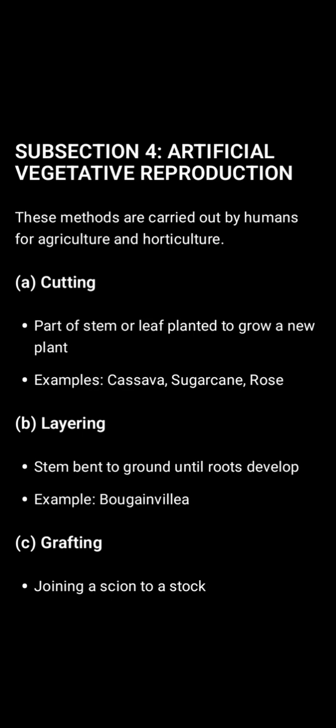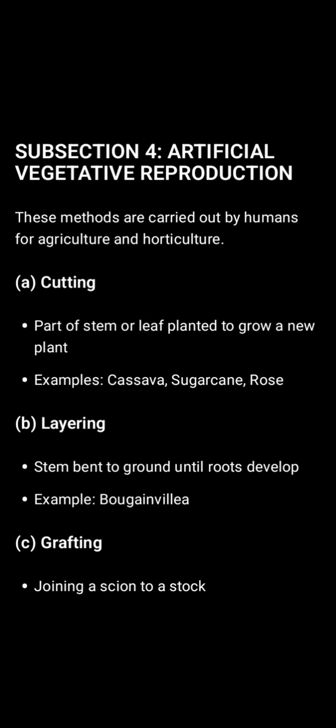Now, looking at the artificial side, meaning that there's intervention of man in the process. These methods are carried out by humans for agriculture and horticultural purposes. One of them is stem cutting. A part of the stem or leaf is cut out and planted elsewhere for it to grow. A good example of this is cassava and sugarcane. So you basically take a part of the stem, you cut it, then you go and plant it elsewhere and it grows into the new plant.